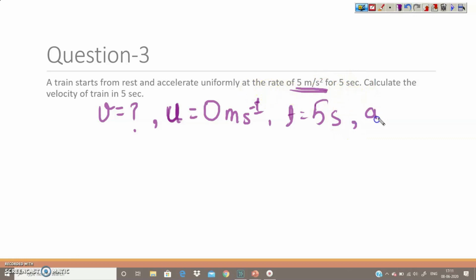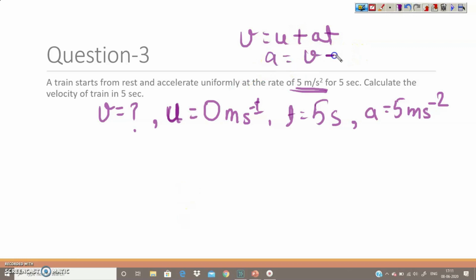And acceleration is given 5 meter per second square. Now again, there are two ways to solve this. The formula will be the same, but there are two formulas. v is equal to u plus at. This will be easier. I told you this is the first equation of motion. Another is v squared minus u squared. Either way, you'll get the same answer.